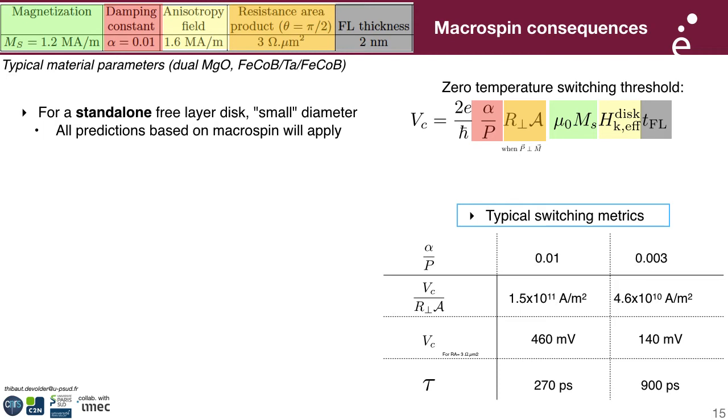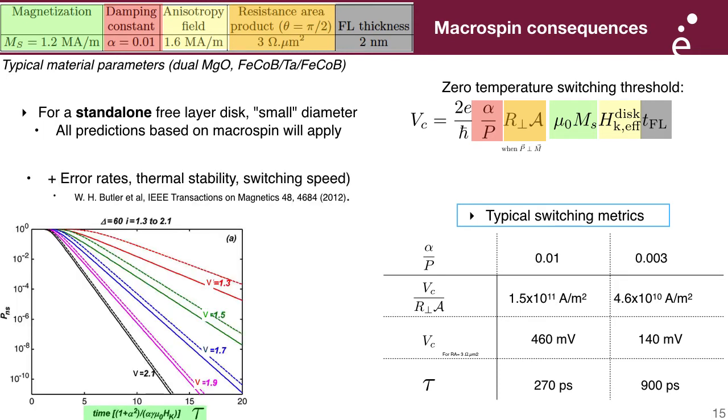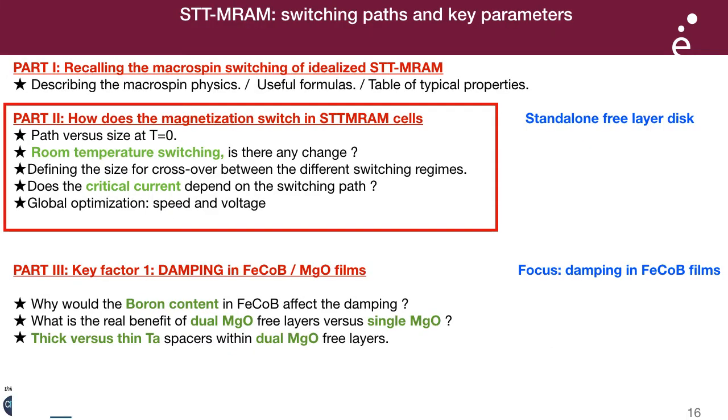And if you go on applying the macrospin model, a good thing is that you can calculate a lot of things analytically, in particular the error rates, the switching speed and the thermal stability, and there's a very good review of what you can do in this paper by Butler and co-workers in 2012, where they calculate the write error rate here as a function of the voltage over the switching voltage for a given cell. So much for the macrospin, the switching threshold of it, and the natural time scale.